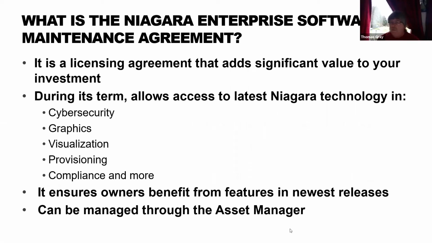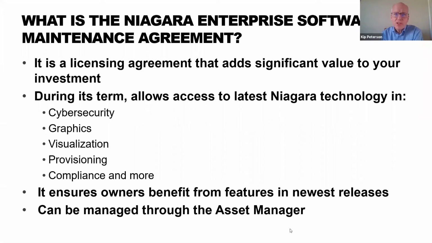Okay, great. So what is the Niagara Enterprise Software Maintenance Agreement? Well, it's a licensing agreement that adds significant value to your investment in Niagara. And really, Tritium believes that the ESMA is a critical component of businesses that use at least 5 or more instances of Niagara. So it's something that we highly recommend. And many of you probably already have it.